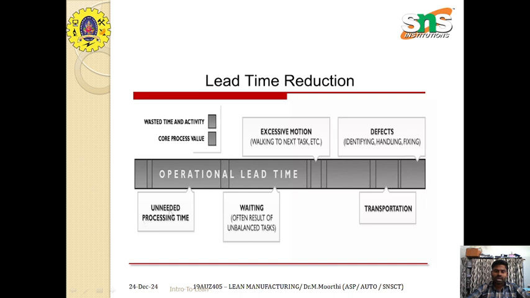Then the unneeded process time. What are the factors that directly affect it? Unneeded process time, then waiting. Waiting means that in between processes the product is kept stationary or idle, so waiting also wastes time and adds cost. And then finally, transportation.